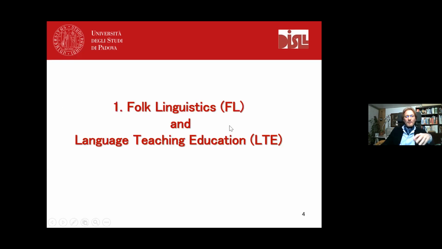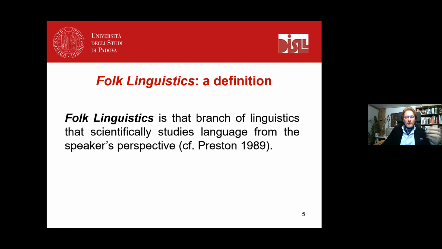So first of all, let's see what folk linguistics is about. Let us give a definition of what folk linguistics is. The most common definition is that it is a branch of linguistics that scientifically studies language from the speaker's perspective. This definition dates back to Preston, a colleague of mine, who is basically the founder of folk linguistics. To give you some more examples of what folk linguistics deals with, it studies what lay people, who are not experts in linguistics, think about other varieties of the language that they speak, other dialects, both from the macro point of view and the micro point of view.